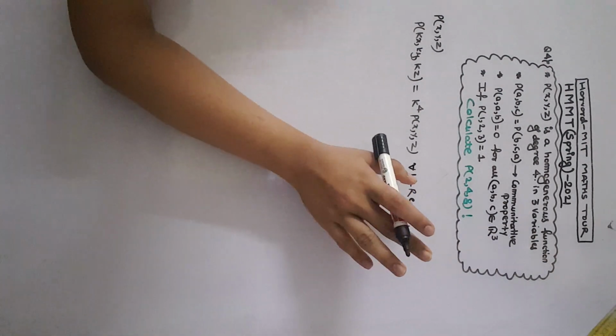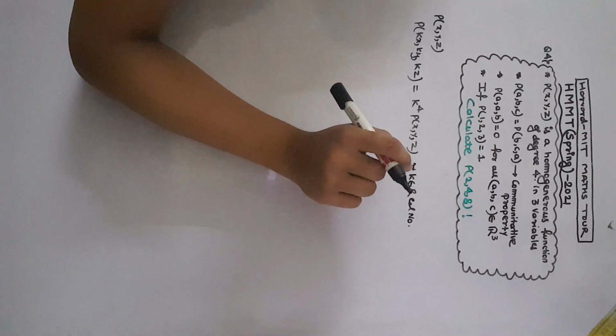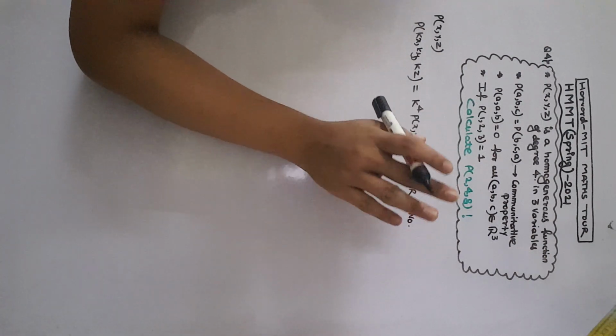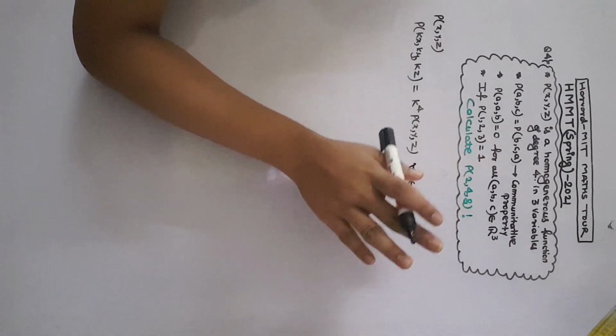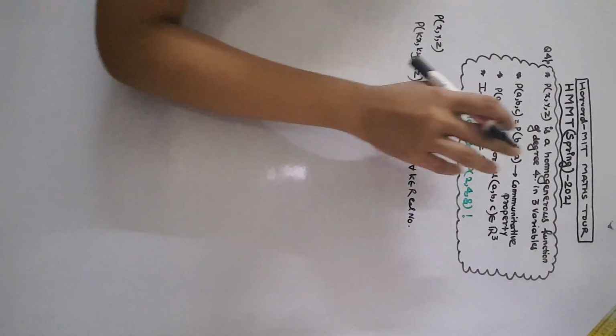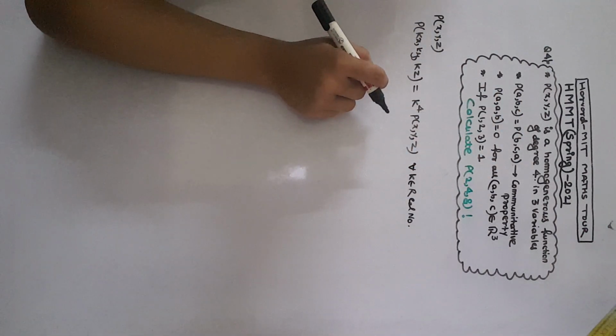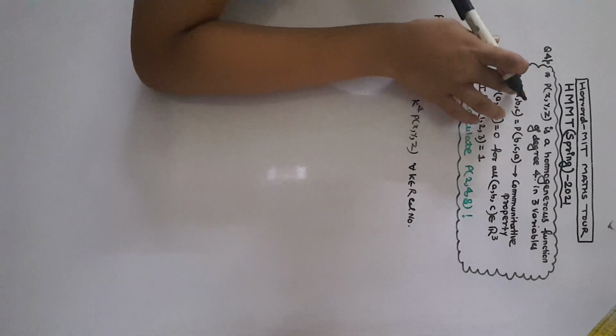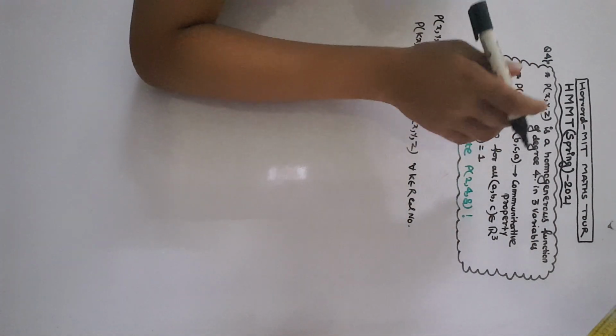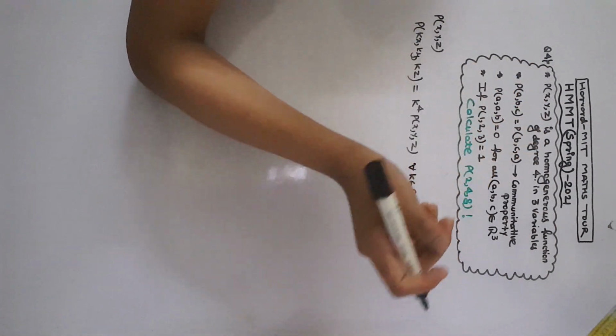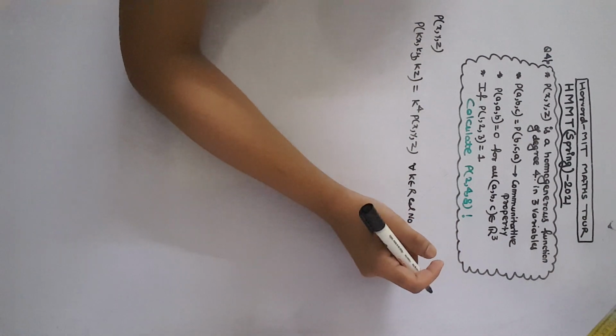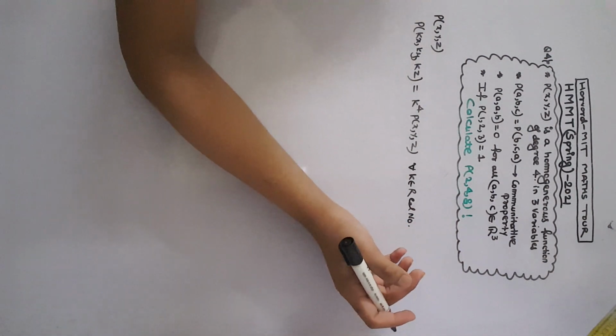So this was the first point corresponding to this question. The second point says that this 3 variable homogeneous function of degree 4 satisfies the 3 variable commutative property, which means that P(A, B, C) will be equal to P(B, C, A) for each A, B, C belonging to real numbers. This was the second point. It was easy to understand.